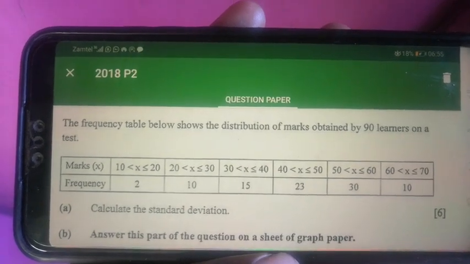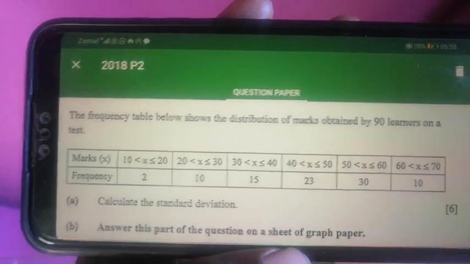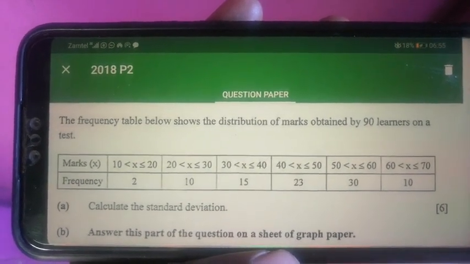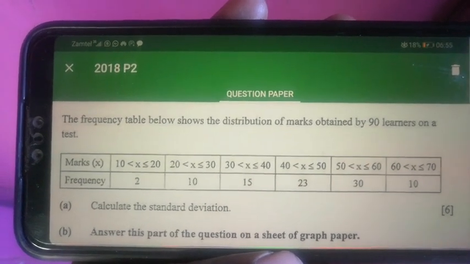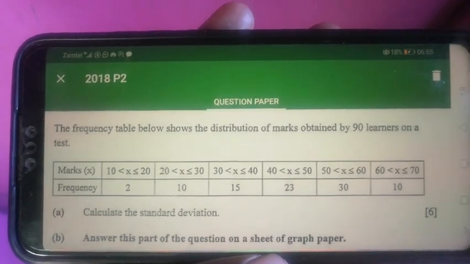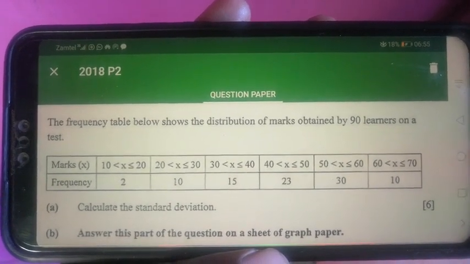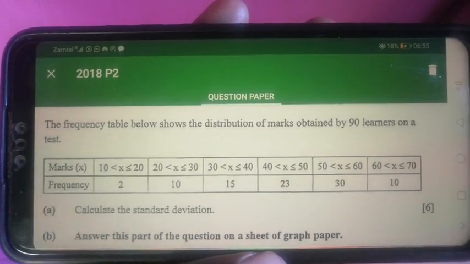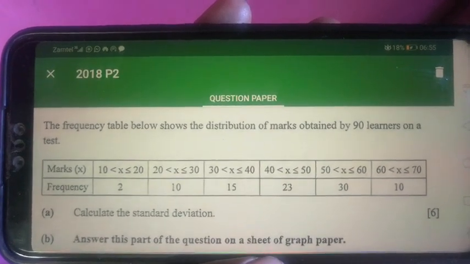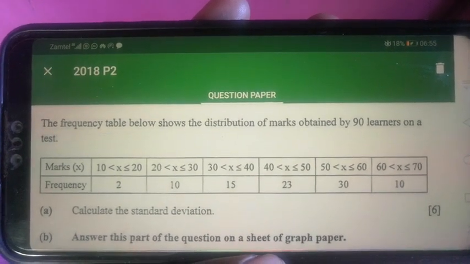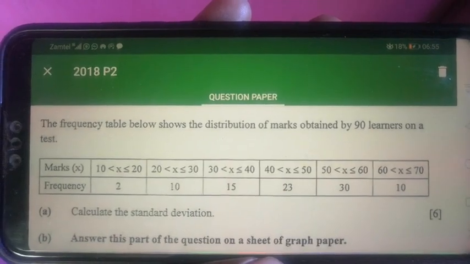We are going to answer the question on statistics, which came in 2018, paper 2. The question reads, the frequency table below shows the distribution of marks obtained by learners on a test. Calculate the standard deviation.